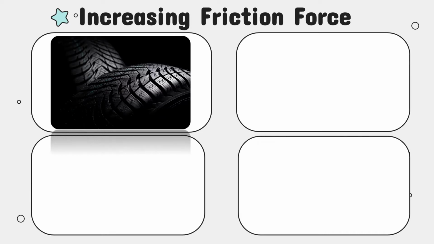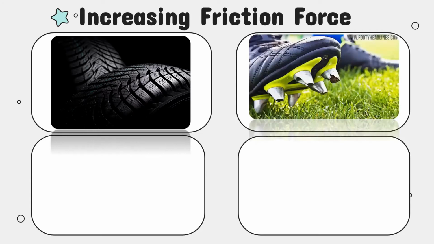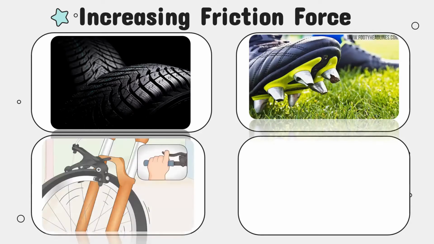Another example to increase friction force is the studs on soccer boots. The studs on soccer boots help increase the friction force between the shoes and the field, so the athletes will not fall easily when they run. Another example, the brakes on a bicycle help it to slow down or stop. The brakes press on the bicycle's wheels to increase the friction force, so the bicycle will slow down or stop.